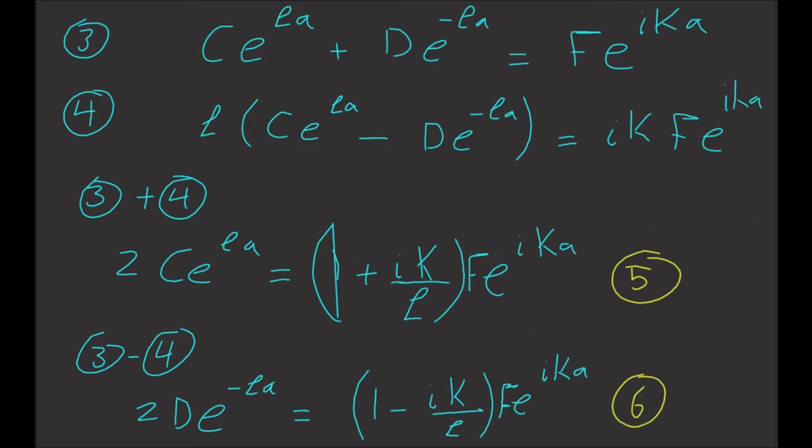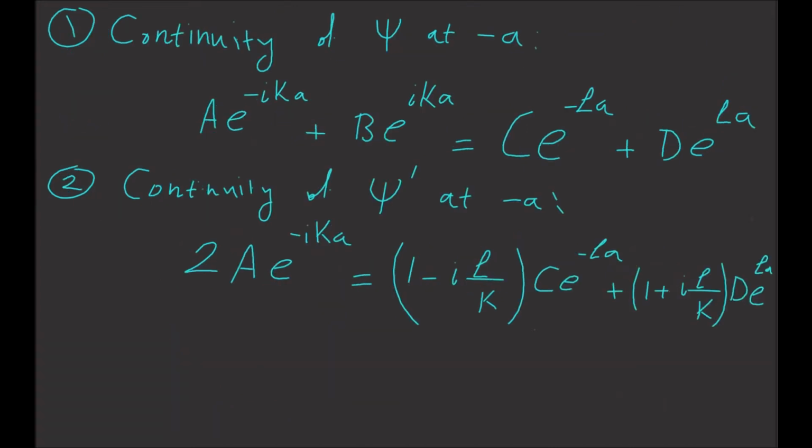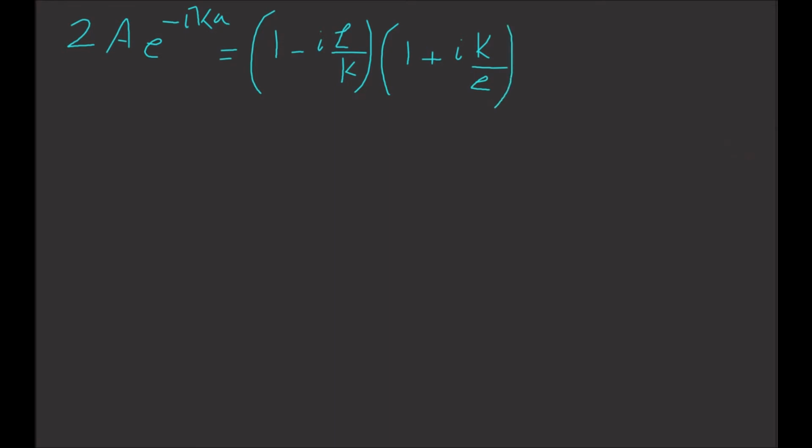So let's use these two equations, 5 and 6, and plug them into equation number 2, this equation here. 2 times a times e to the minus I k a equals 1 minus I l over k times 1 plus I times k over l times f e to the I k a times e to the minus 2 times l times a divided by 2, plus 1 plus I times l divided by k.